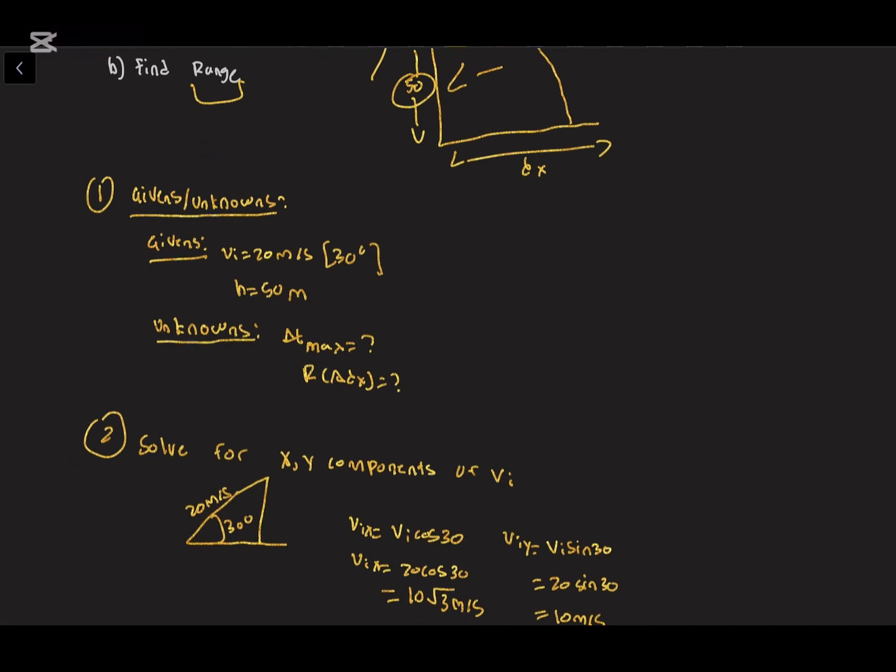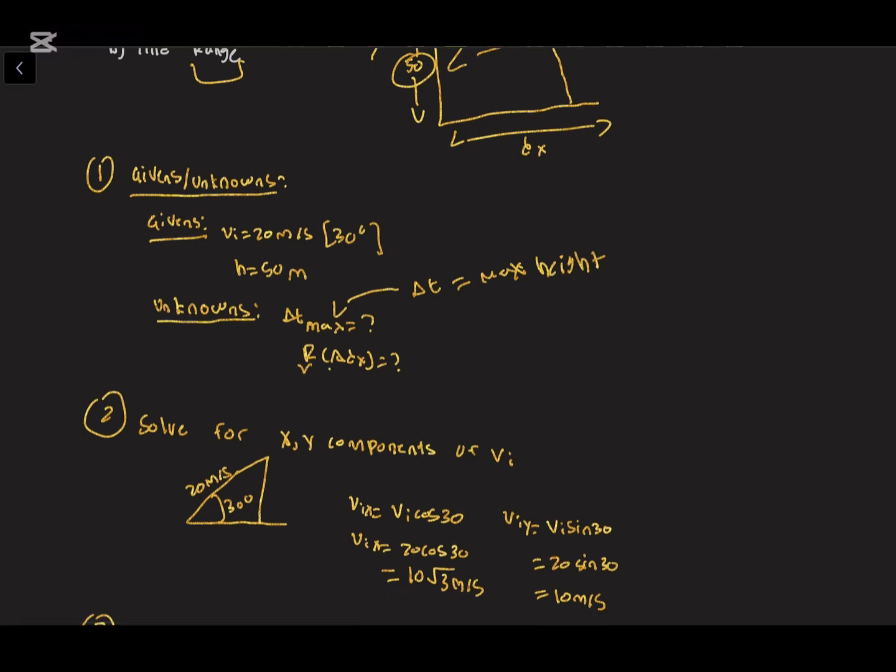I need to find my delta t max. So in this case, delta t max, I've just made that into a kind of abbreviation to note that delta t max is equivalent to delta t at my max height. So at my max height. And then I need to find my R, or in other words, delta dx, right?